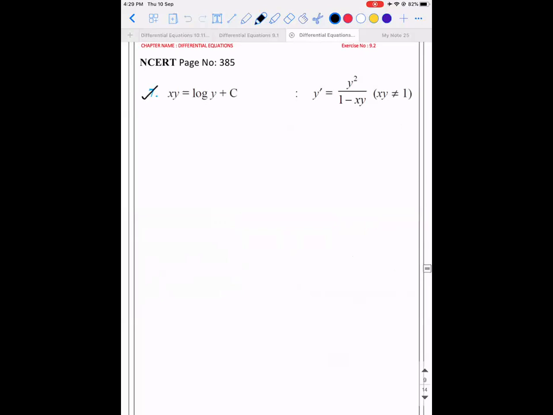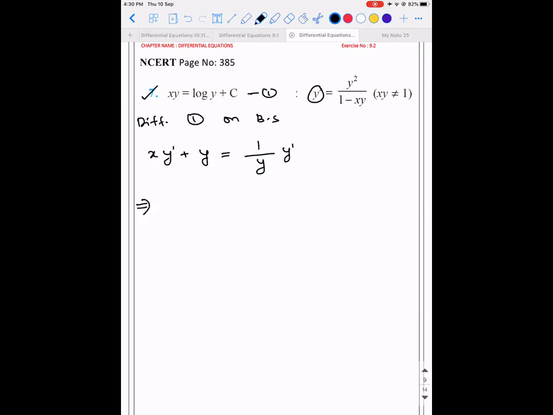7th. xy is equal to log y plus c. Then we need to prove that y dash is equal to y square divided by 1 minus xy. So let this be equation number 1. Differentiating 1 on both sides, what do we get? x into y dash plus y is equal to 1 by y into y dash plus 0.